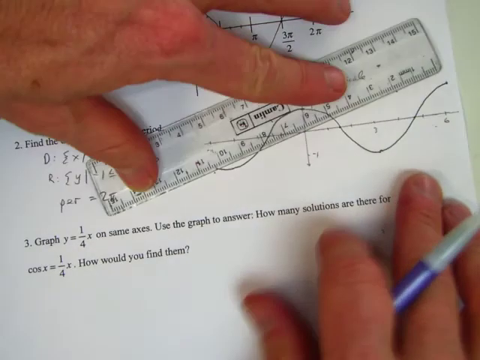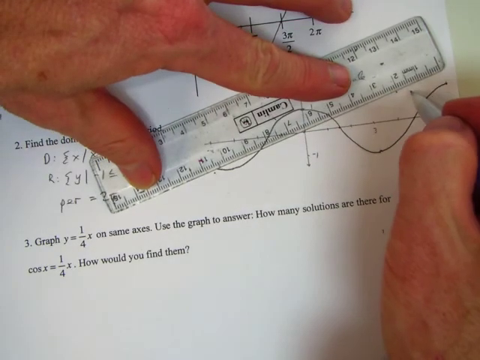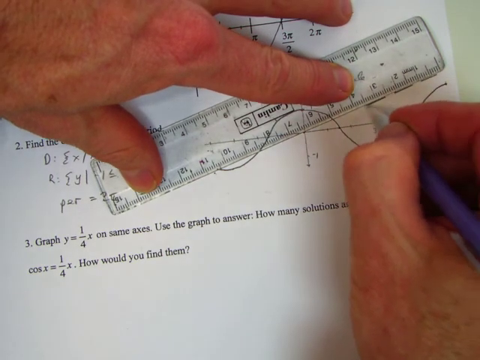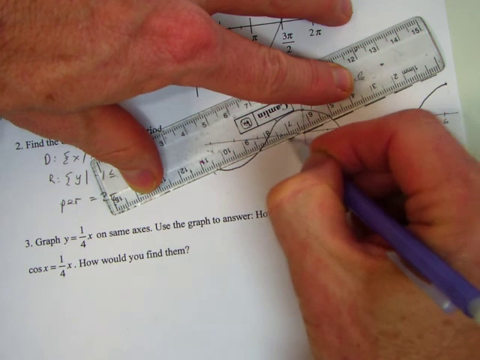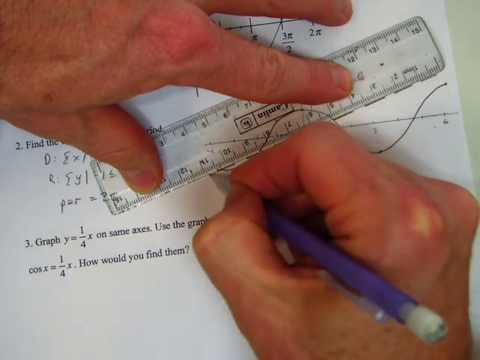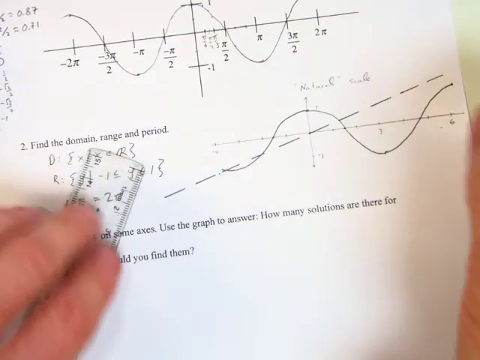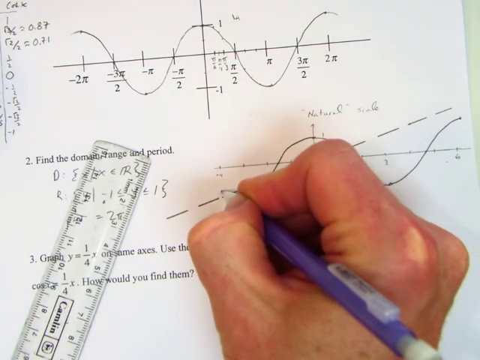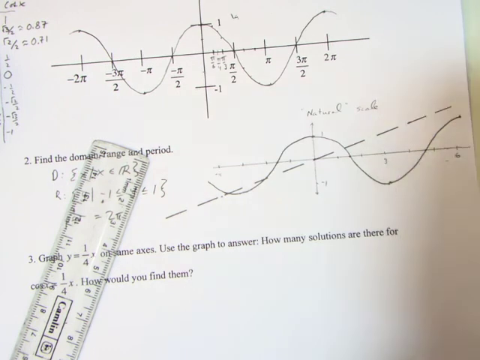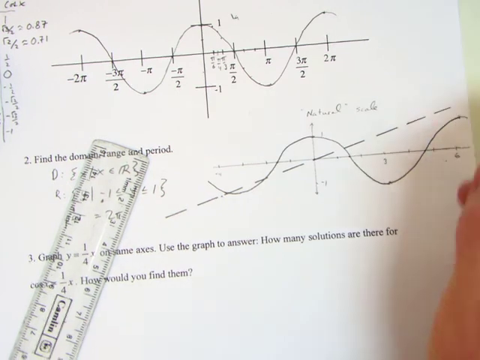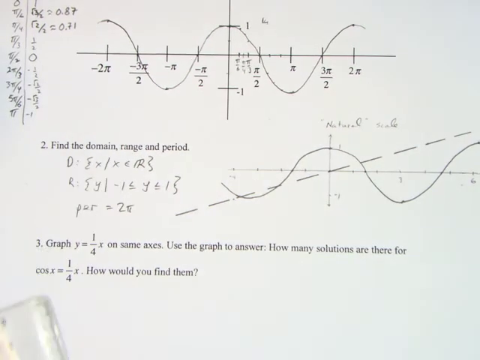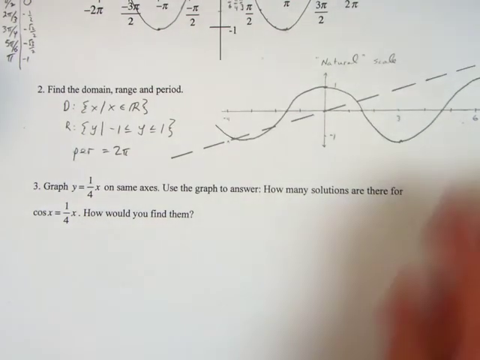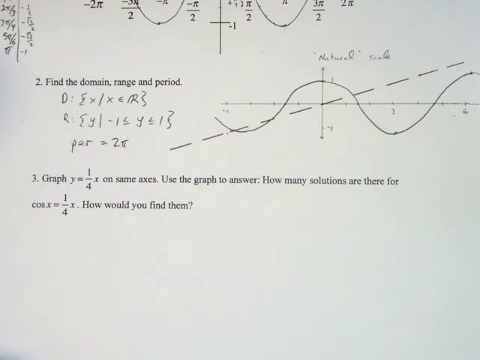So let's connect those dots. I'm going to put it in a dotted line just to make it look different. Now our cosine graph continues up like this, and on this side it'll go back down. So now, how many solutions are there for this equation? Cosine of x equals 1/4 x. How would you find them?